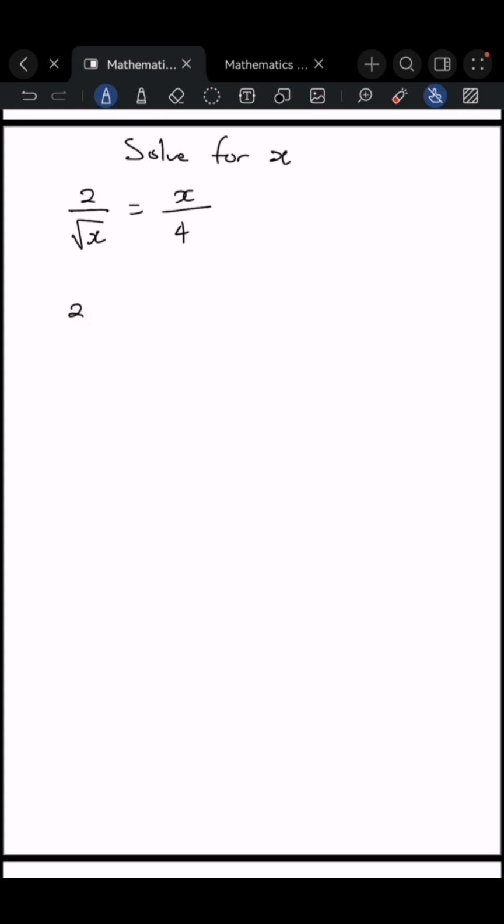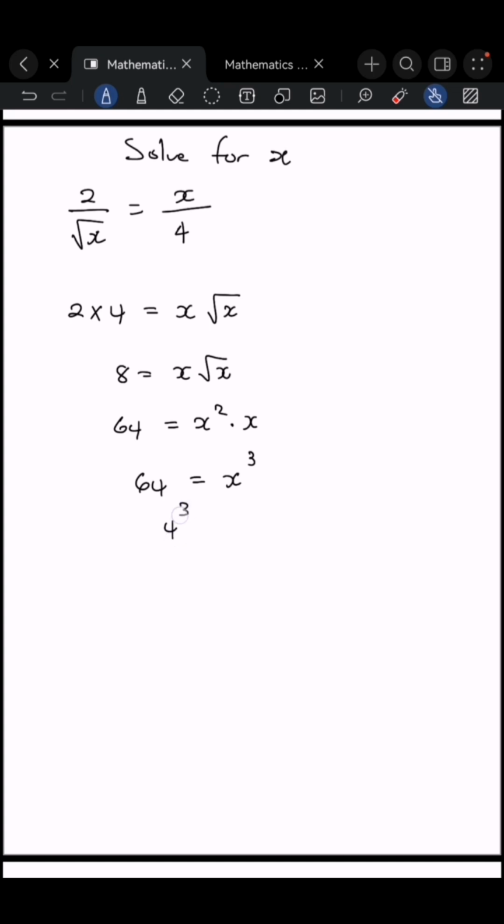Going to go with cross multiplication, which is 2 times 4 is equal to x times root of x, which is going to be 8 is equal to x root of x. We square both sides, we have 64. We square this side, we have x squared times x. We have 64 is equal to x cubed. We have 4 cubed is equal to x cubed. We have x is equal to 4.